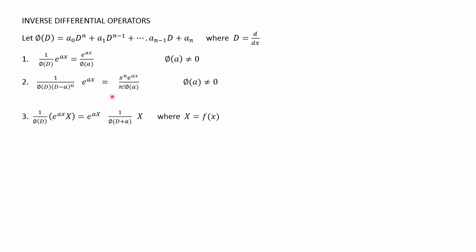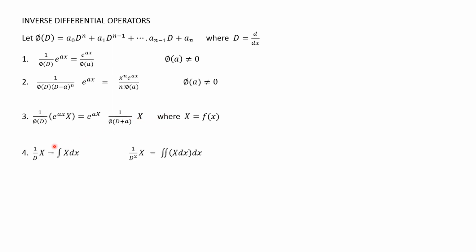Next is 1 over phi of D of e to the ax times x. Now, you can take e to the ax out. This is e to the ax times 1 over phi of (D plus a) of x, where x is f of x. Now, these formulas will be applied later in the examples.